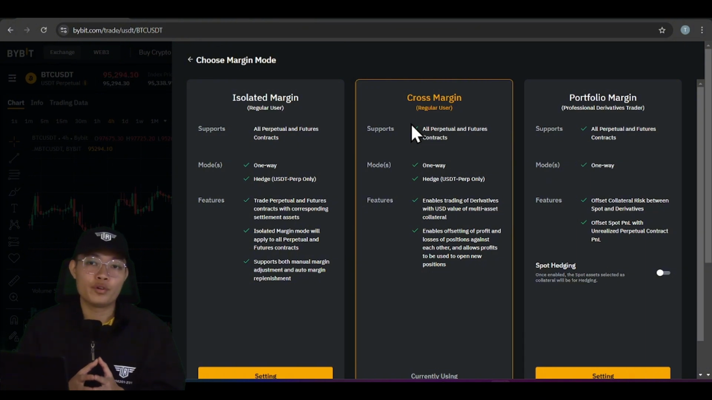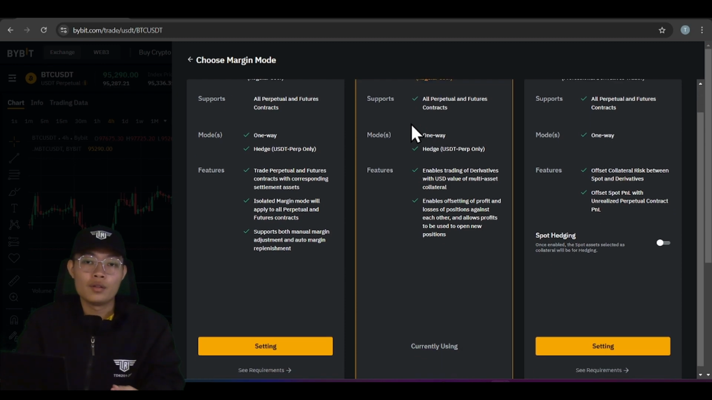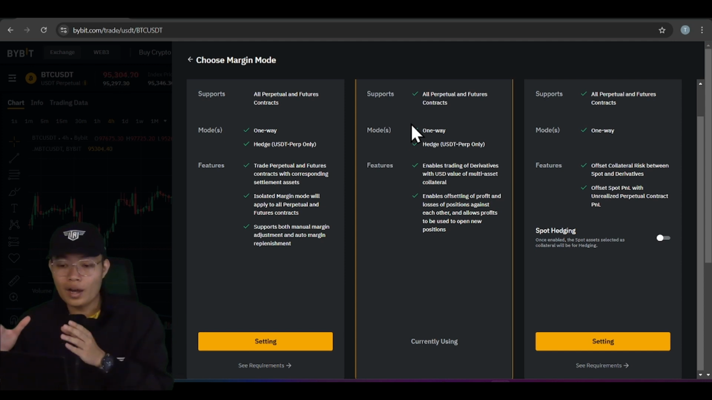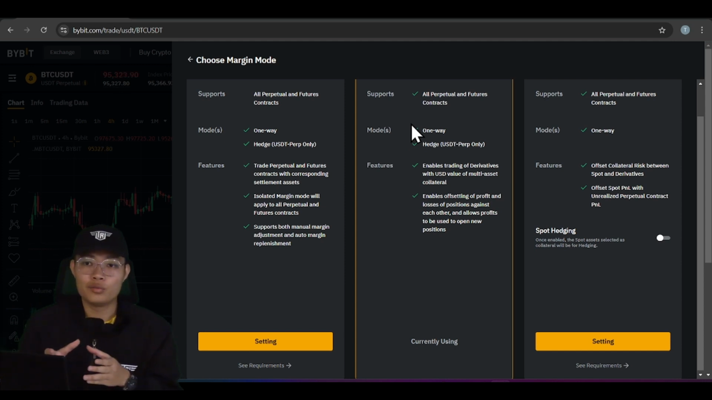Since the system pulls from the entire account balance, it reduces the likelihood of you being liquidated, especially in volatile markets. But the downside is, if your trades continue to move against you and you hit your liquidation, you'll lose your whole entire wallet balance. You heard me right? Whole balance gone, whole wallet gone. So this is how cross margin works. It uses your full wallet as collateral so that it reduces the risk of you getting liquidated.